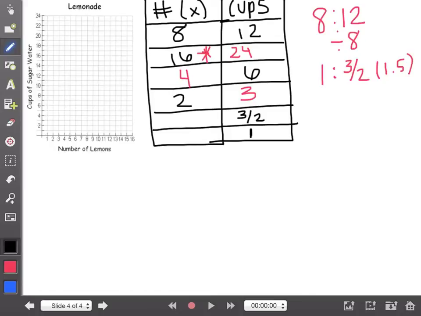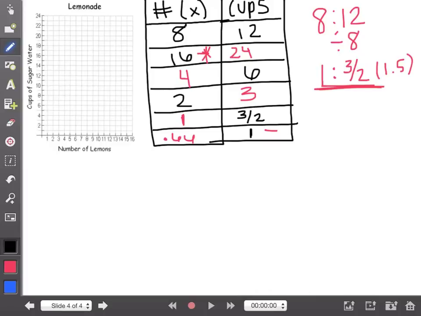We already figured that out right here. So we know that we only need 1 lemon. And then if we have 1 lemon, or 1 cup of sugar water, this one right here, we need to divide it by 1.5, and we are going to get 0.66 lemons. So 2/3 of a lemon.